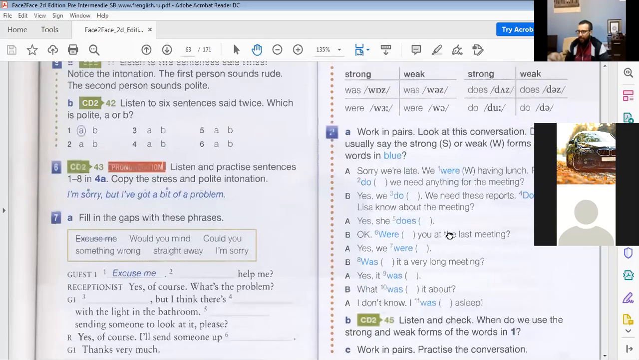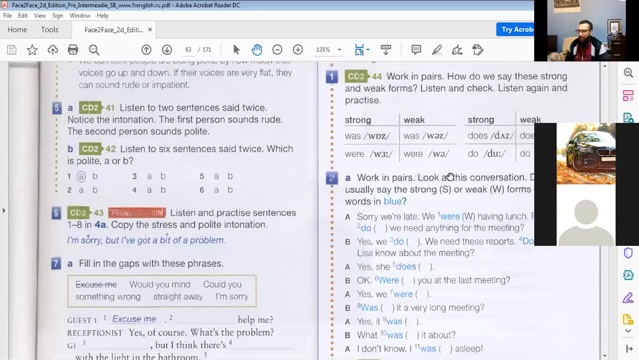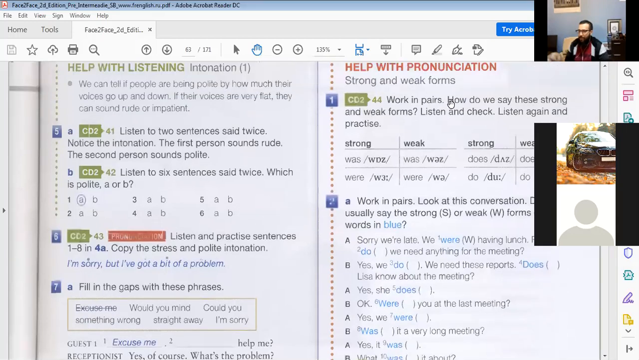Okay. All right, so this is a bit of a guessing question. So in the beginning, we want to listen to the strong form and the weak form of each of these verbs. Because remember, we agreed that in the English language, usually what happens is with was and were, you don't hear them clearly because they're not stressed. So when they're not stressed, this is called the weak form.